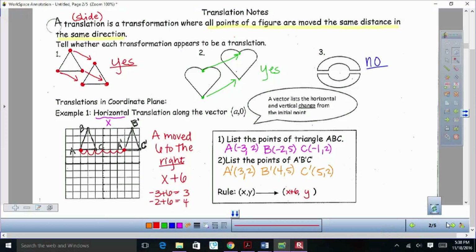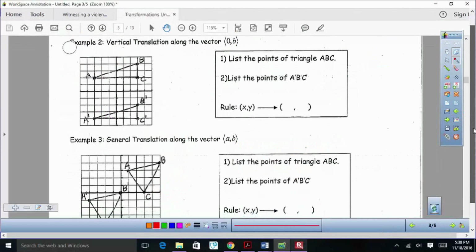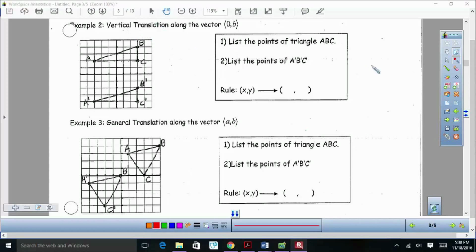Now, the next example, we're looking at a vertical translation. So this time we're going to be going up and down, and that is our y, a change in y. The first thing we're going to do is write down A, B, and C, the coordinates. So A would be -3, 2. B would be 3, 4. And C would be 3, 2.